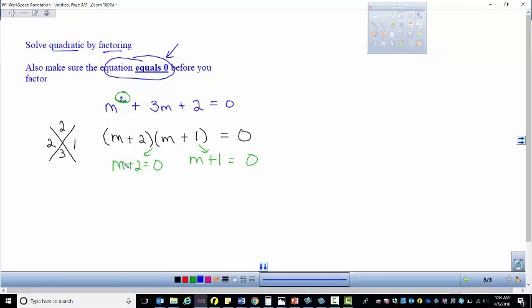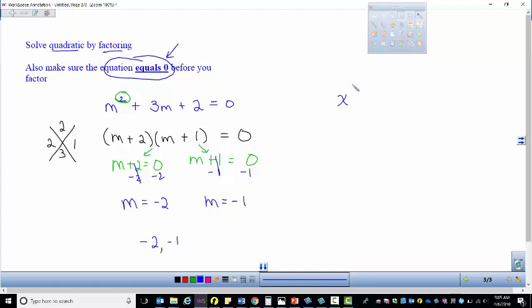And then we solve. So the opposite of plus 2 is minus 2. So m equals negative 2. And the opposite of positive 1 is minus 1. So m equals negative 1. These are my two answers, negative 2, negative 1. All right, let's try another one.